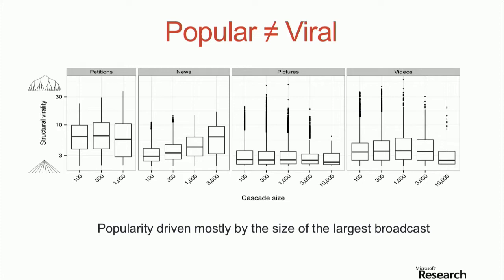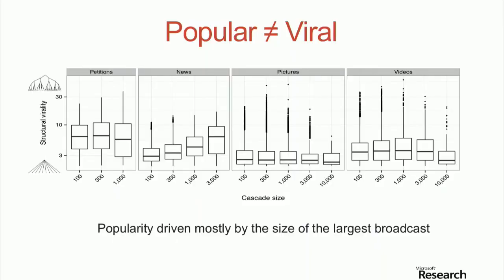And so you can see the diversity is still here, right? There is a tremendous range of structure for every one of these bins, but the median is really not changing very much at all. And in fact, for pictures and videos, the correlation is almost exactly zero, which is extremely rare in my experience, to get a correlation that's so close to zero. There's really no variation at all in the central tendency. So what's going on here? Basically, the size of the cascade is being driven by the size of the largest broadcast in the cascade.